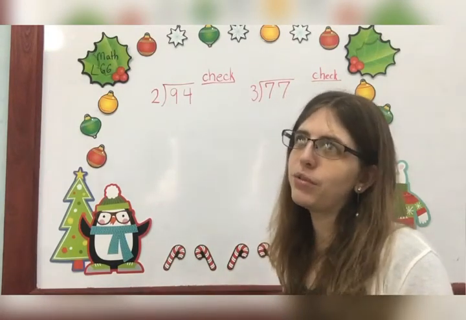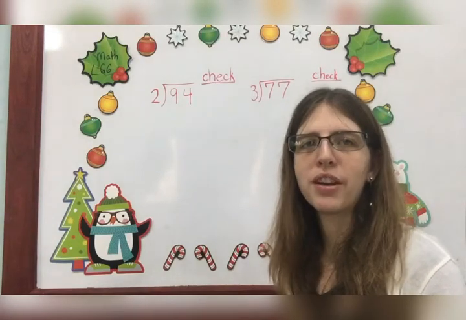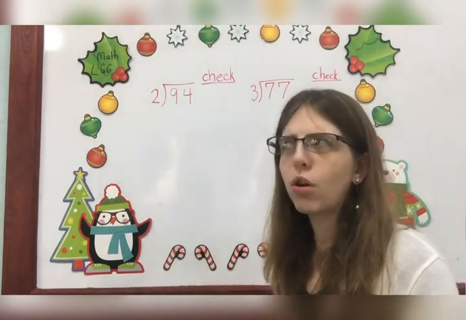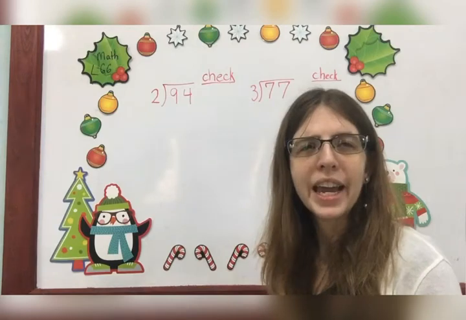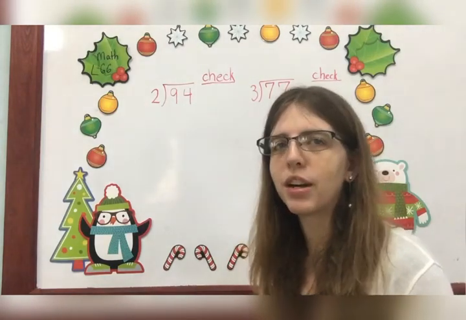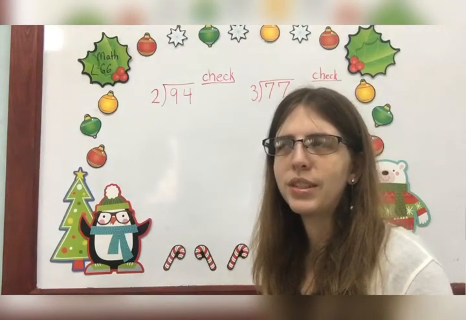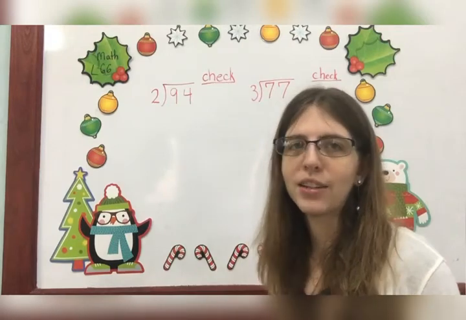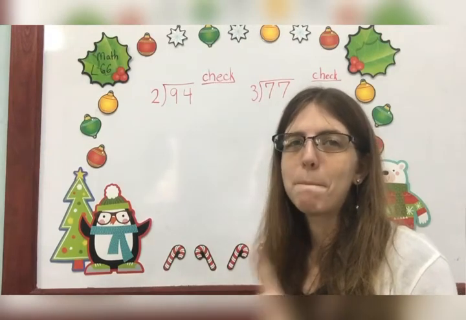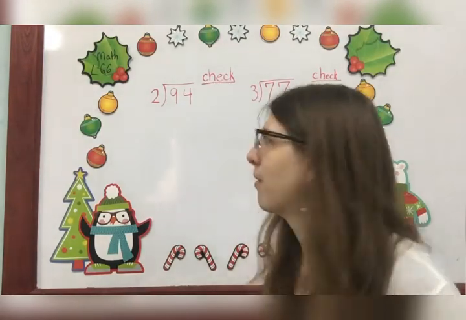Well, 3 groups of 2 is 6. Okay, that's smaller than 9, that'll work. 4 groups of 2, 4 times 2 is 8. Okay, that's smaller than 9, that will work. 5 times 2 is 10. Oh, that's bigger than 9, so nope, too big. So the biggest group would be 4.